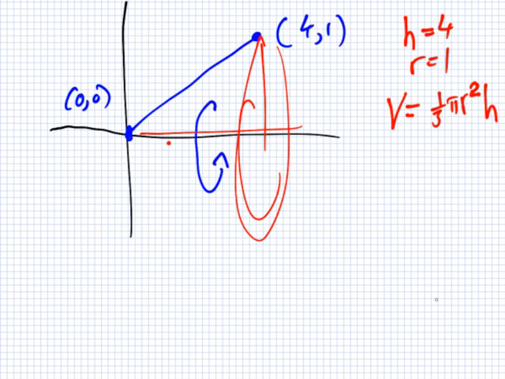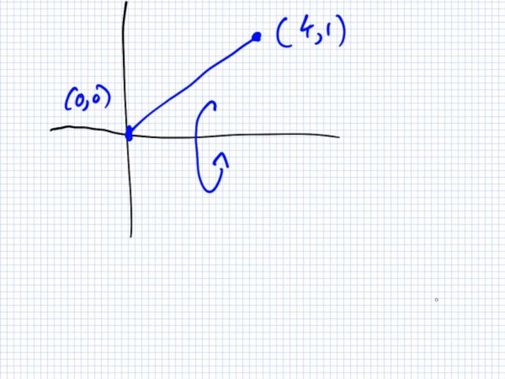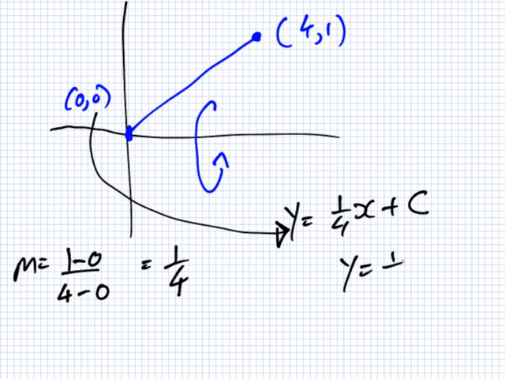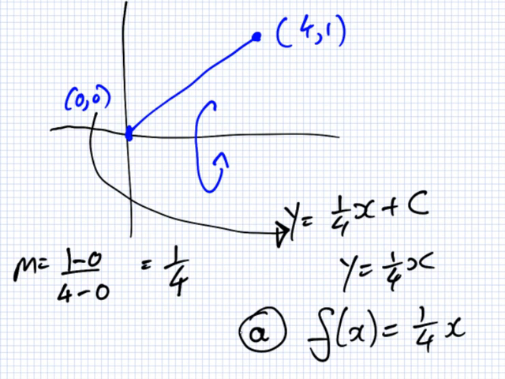Right, so let's do it properly now. What am I missing here? What do I need to do first? What do I not have that I need? f of x, the function. What type of graph is this? Linear. So let's get the slope first. m equals y2 minus y1 over x2 minus x1. So the slope is 1 over 4. y equals mx plus c. If I put 0, 0 into this, what do I get for c? 0. So y equals 1/4 x. So I have my function f of x equals 1/4 x. That's step one: get f of x if we don't know it.